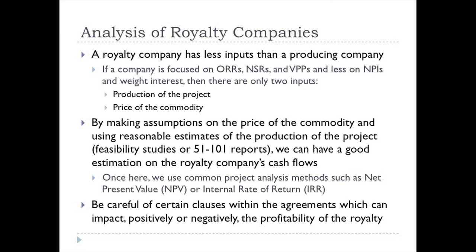We can do this by looking at feasibility studies, we look at 51-101 reports, and then we kind of guess at the commodity price. So we first look at it at 20% below spot, then we look at it at spot, then we look at 20% above spot. We try to put in different models, and then we figure out, okay, what is the net present value? That means how much are all these cash flows worth today if you could invest this cash flows at 10%. That's the general metric that we use.